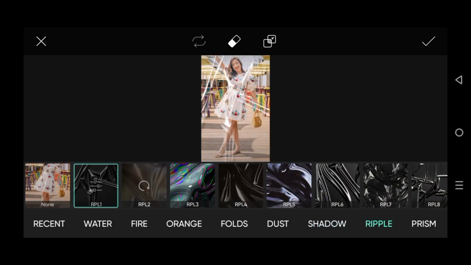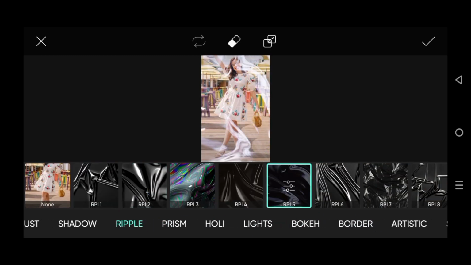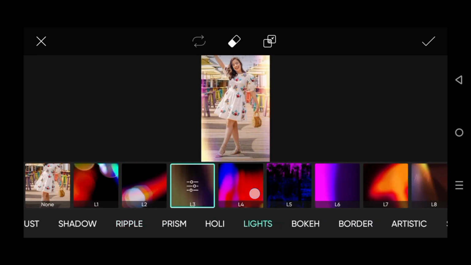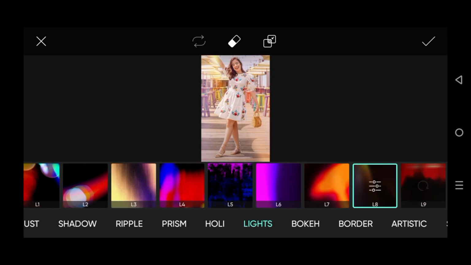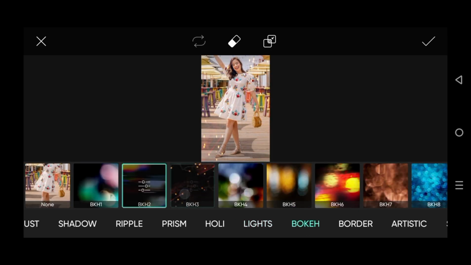Next one is a ripple, so we could also try that one. Another one is a light. So guys, here I'm trying the light options on it. Next to it is a bokeh.